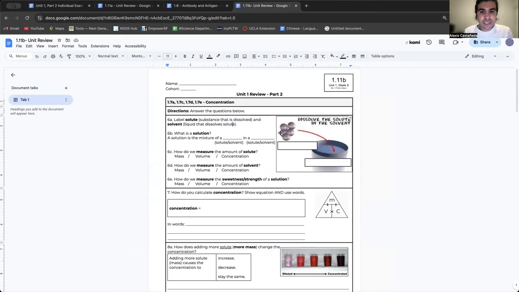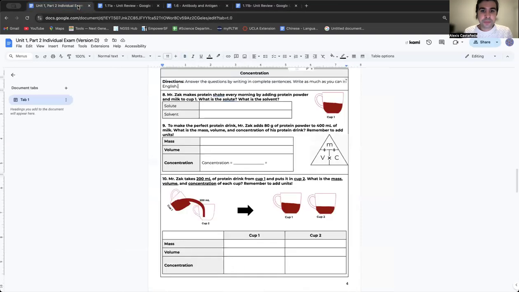So the substance that is dissolved is the solid. The liquid is going to dissolve the solute. That's called the solvent. Whatever I add to the liquid is going to be the solute. Whatever the liquid is that dissolves the solute is called the solvent. In this case, the question is about protein. Mr. Zach makes a protein shake every morning by adding protein powder to milk in cup 1. So protein powder is our solute and milk is our solvent.